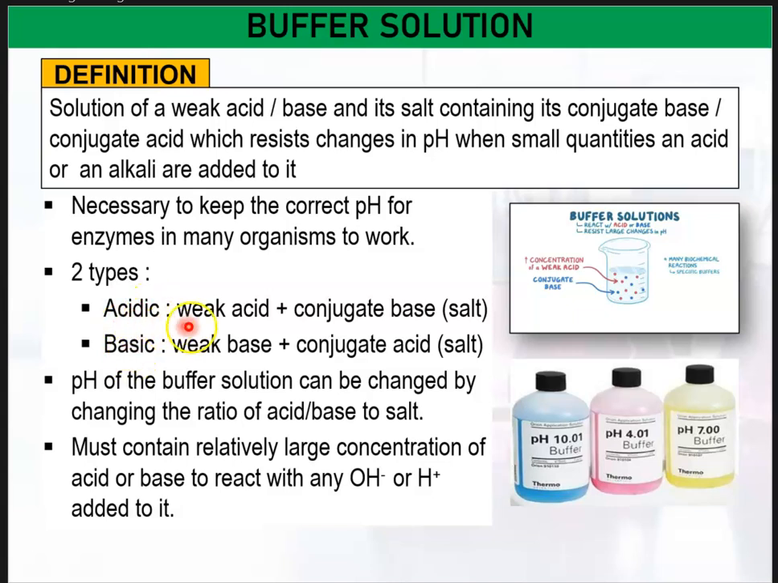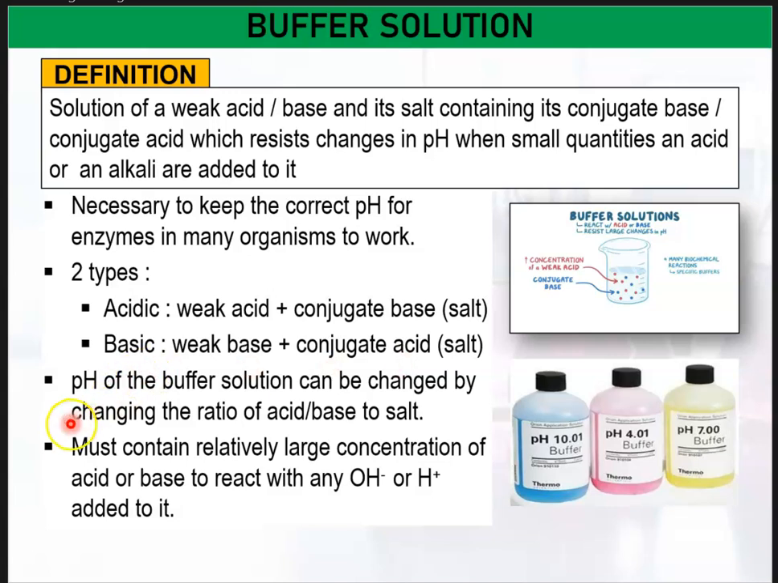Acidic buffer is a combination of weak acid and its conjugate base. Conjugate base ni biasanya kita panggil salts lah. Weak acid and its salts. Kalau basic buffer is a weak base combine dengan dia punya salts ataupun conjugate acids. Conjugate acid ni positive, kita tambahkan dengan negative ions, it become a salts. Because remember, salts is a form from the cation and anion.